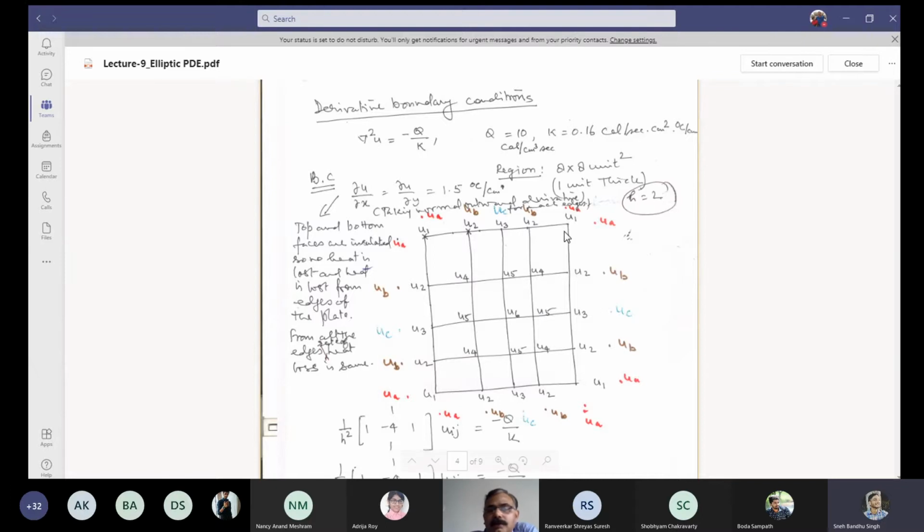Okay. Now suppose, the other things are exactly the same, there is no difference. Suppose you want to find the equation for u1. So what will be the equation for u1? One forward point, one backward point, divided by 2 times the step length. So which will be the forward point?